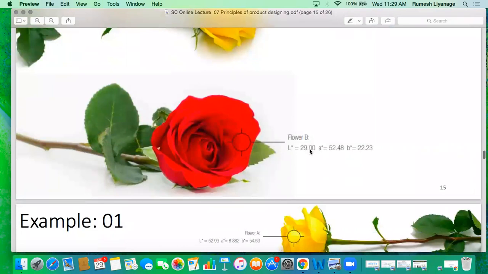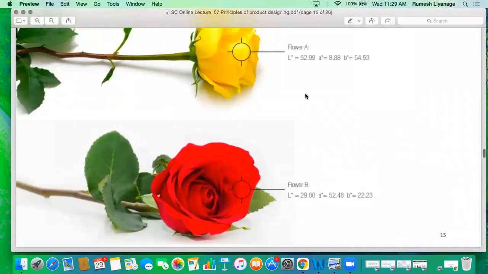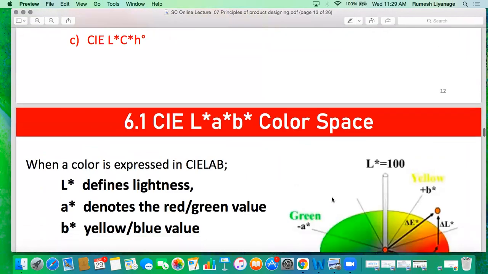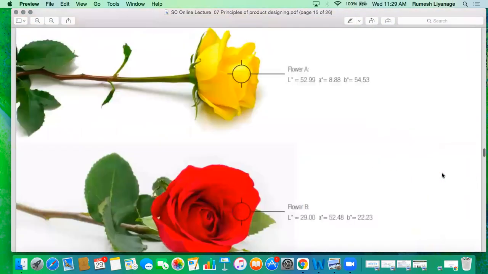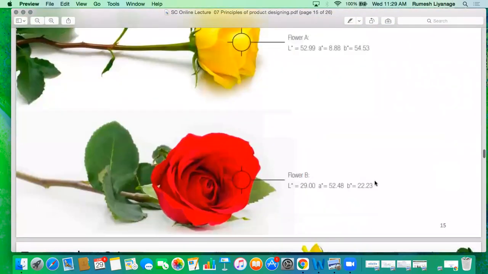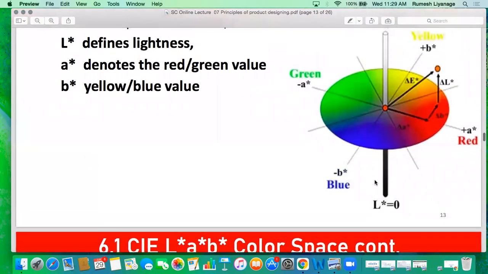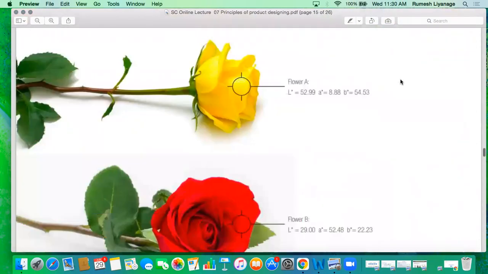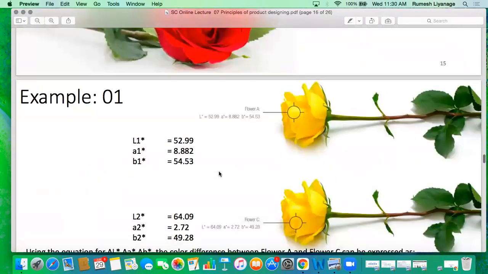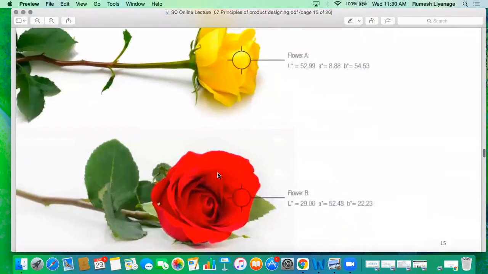The flower, L is 29. Whether 52 or not, you can understand the lightness is lower. A 52 means close to red. This is actually red. B 22 is close to yellow. You can see the yellow also, right? So how to calculate? These are the examples.